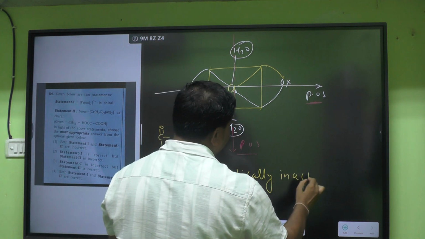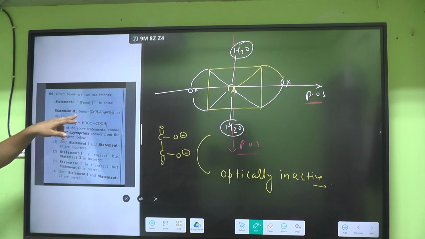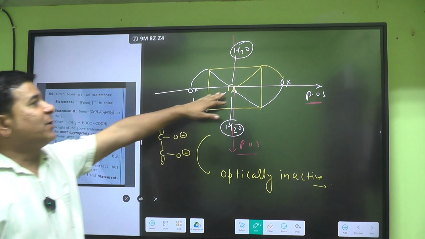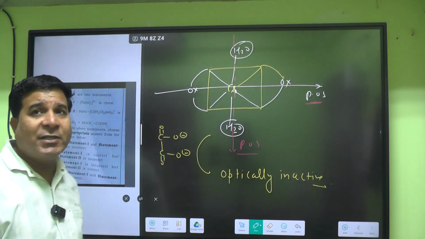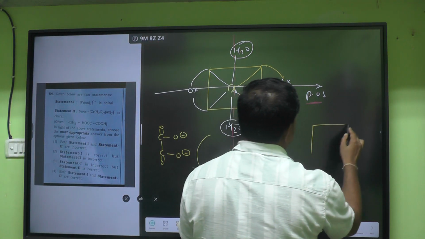Optically inactive. So that's why the molecule is optically inactive, and option second is wrong here. The chiral molecule is optically inactive due to a plane of symmetry. Even a center of symmetry is also present. Remember, what is center of symmetry? The distances from the center to the axis are equal.